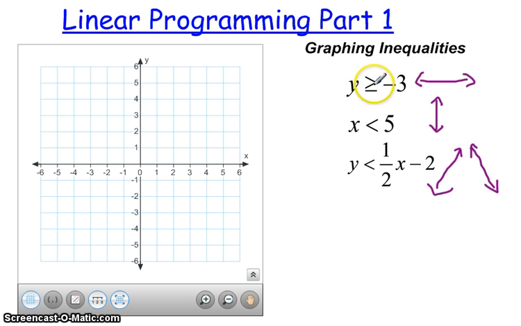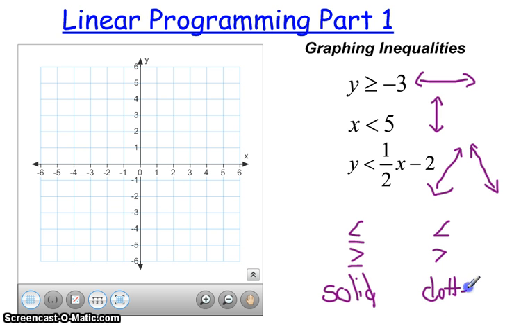The next thing we have is these little symbols right here. These symbols tell us about our shading. If our symbol looks like either a less than or a greater than with an equal sign, those will have a solid line, because that equals means the points on the line are included in our answer. If we have a less than or greater than only, those will have a dotted line, because that indicates that the points on the line are not included in our answer.